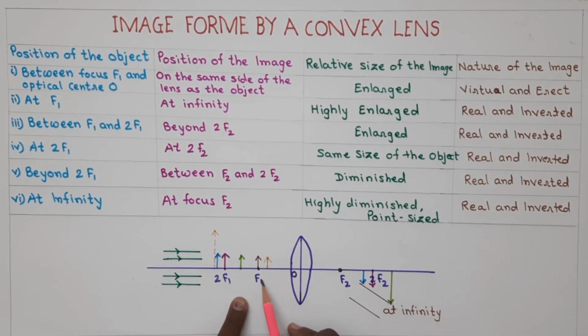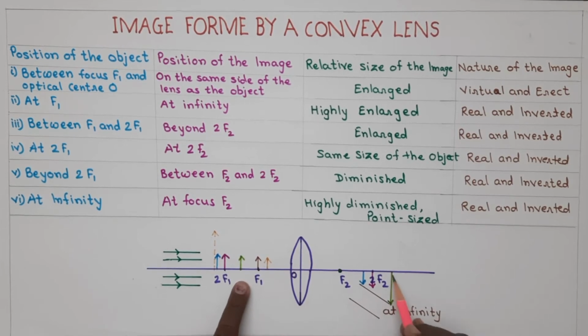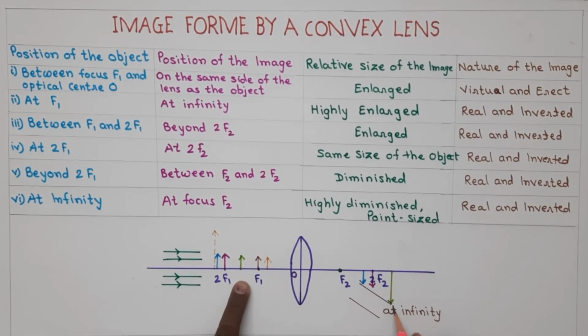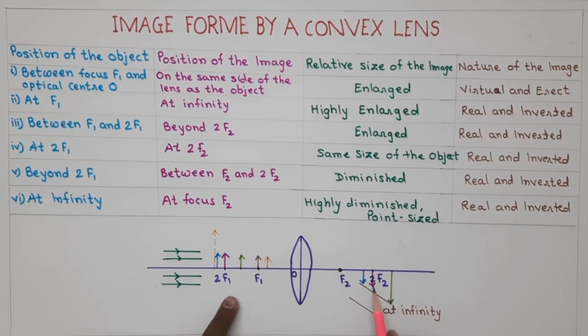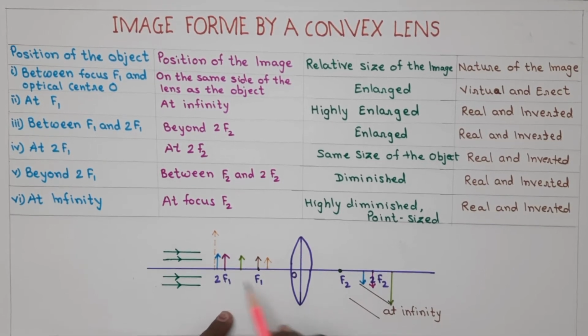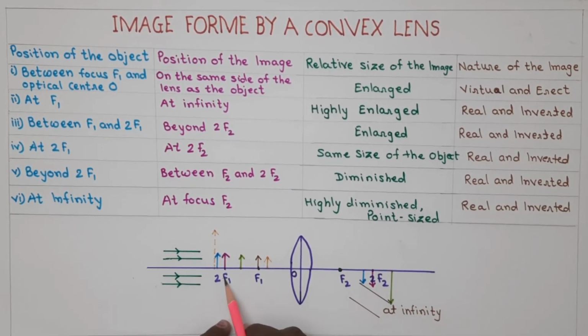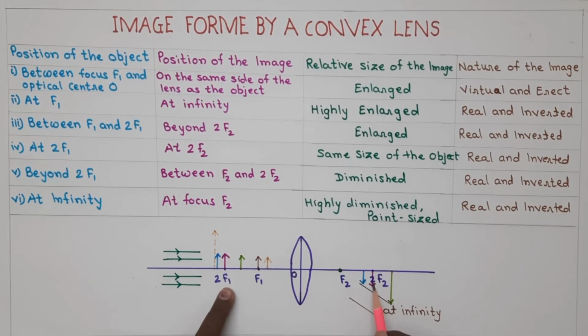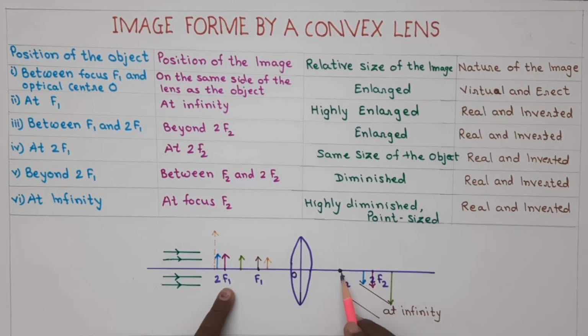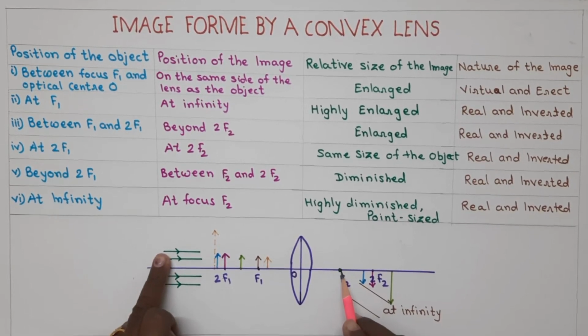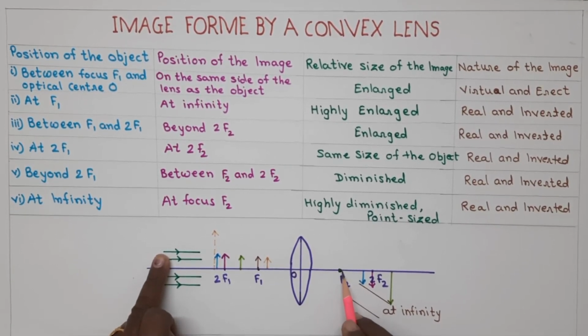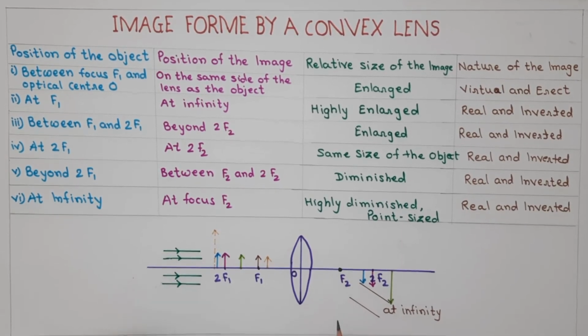Now we have moved further. It is between f1 and 2f1. The image is enlarged. So as we are moving away from the lens, the image size is getting reduced. The cutoff point is 2f1. The image and the object are of the same size. Then it is getting smaller and smaller. When the rays are coming from infinity, this is a point-sized image. It is highly diminished.